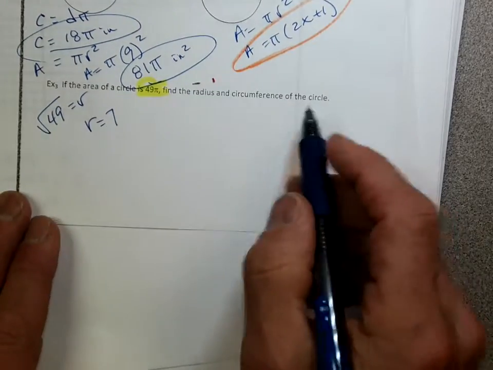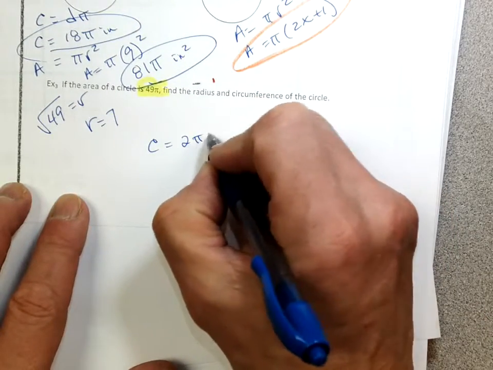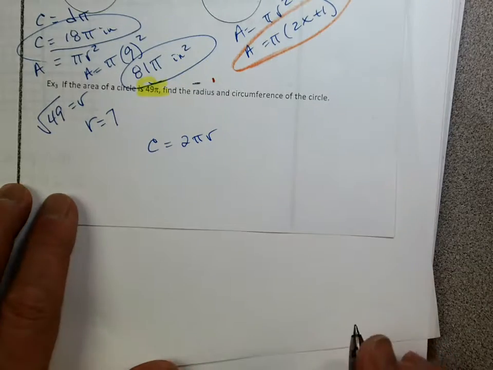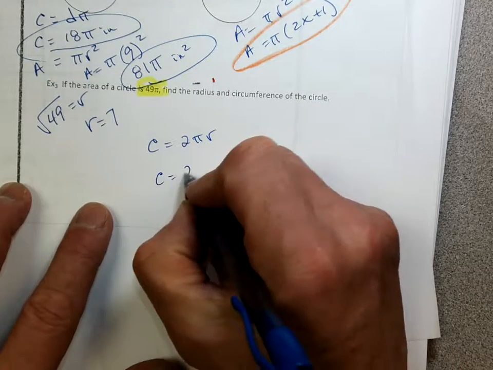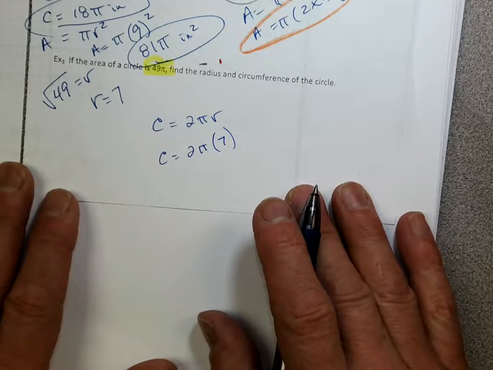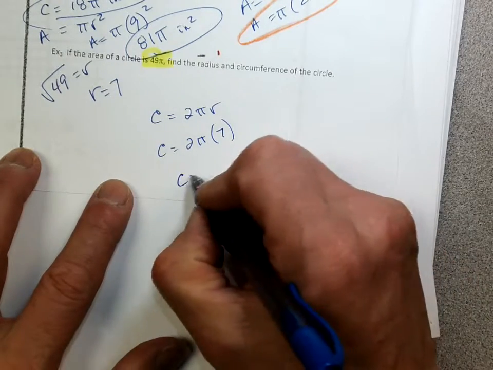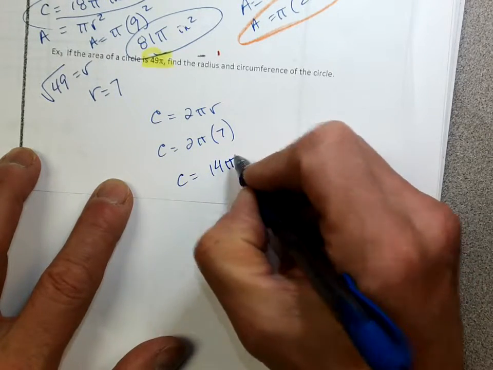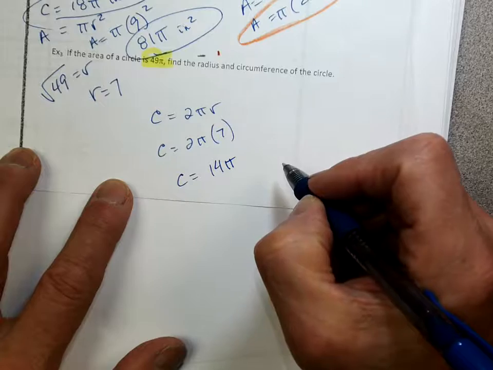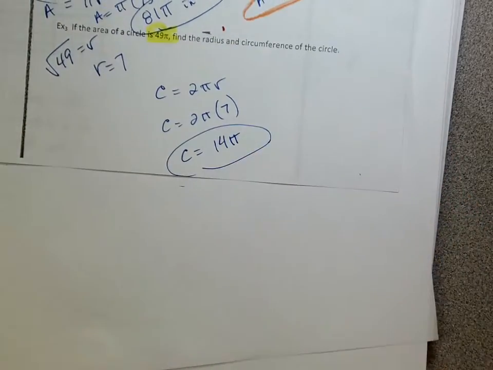And then now to find the circumference. The circumference is just simply 2 pi r, which is 2 pi times 7. 2 times 7, 14. So my answer is 14 pi. Do I have a unit? I don't have a unit. So it should be inches or centimeters or something, okay?